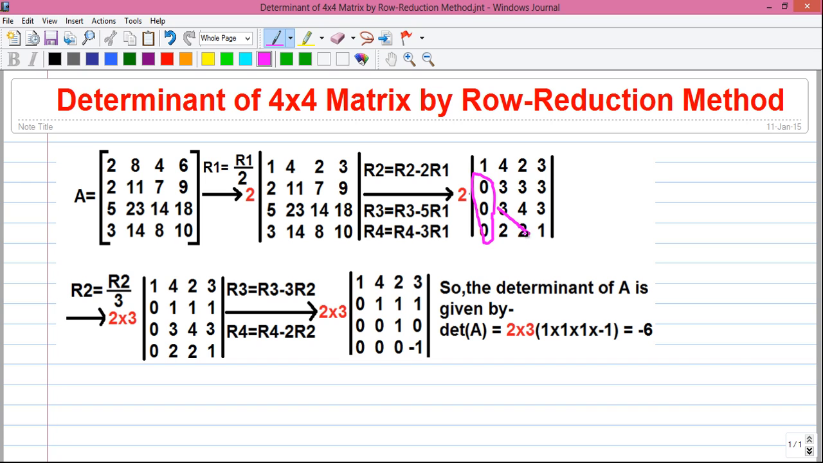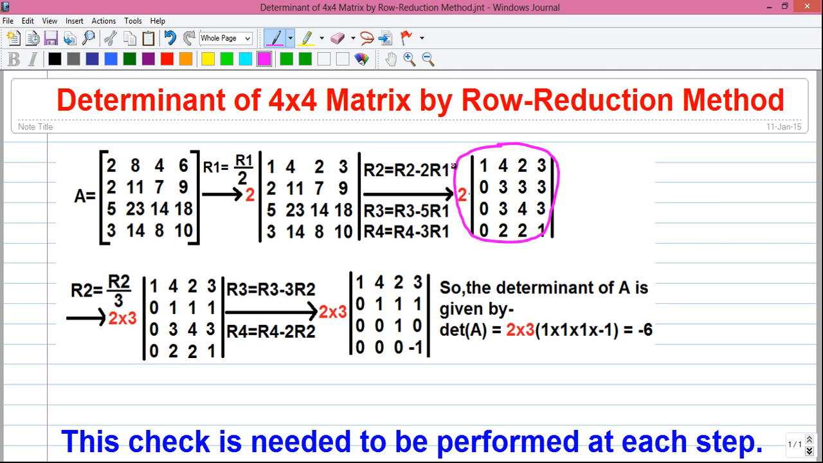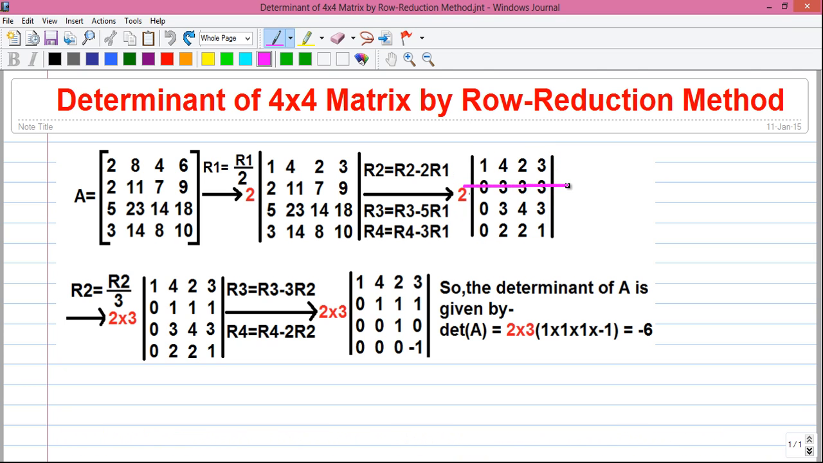Next, we have to also form zeros in these locations. But before doing that, after obtaining any matrix, we have to check whether any row or any column is a multiple or not. So here you can see row 2 is a multiple of 3. So we will divide row 2 by 3. So that I have written here, R2 equals R2 by 3.